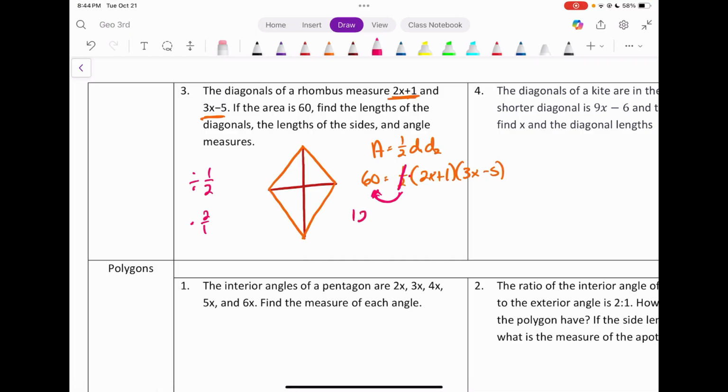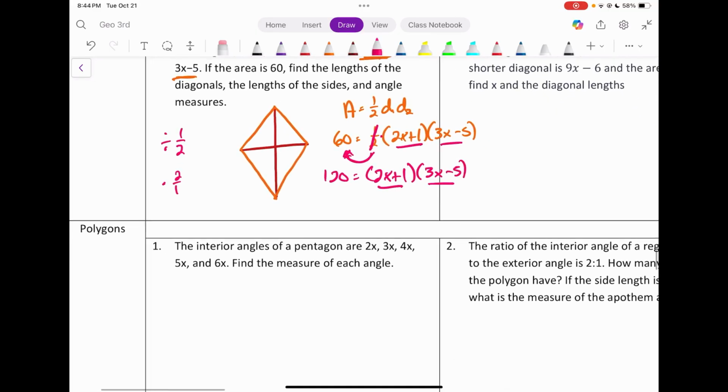So 120 is equal to 2x plus 1 times 3x minus 5. Now, we've got to clean this thing up a little bit. I'm going to actually multiply these together. And if you don't remember how to multiply them, we're foiling. We're going to do 2x times both of these. That's going to be 6x squared. 2 times 3 is 6. x times x is x squared. 2x times negative 5 is a negative 10x. 2 times 5 is 10. Leave the x alone.